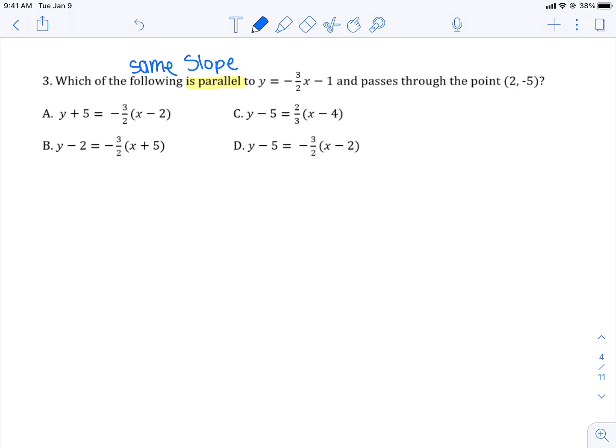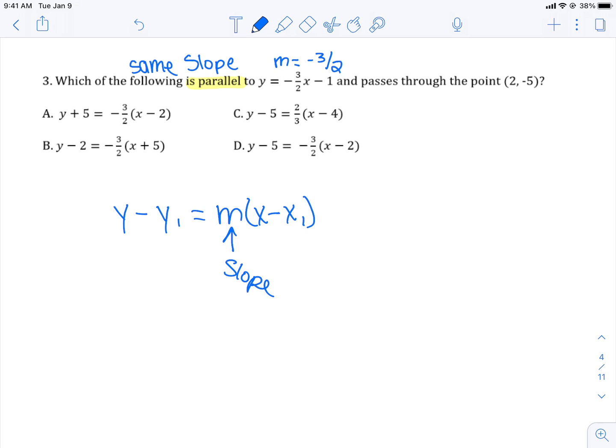Okay, so let's look at our answer choices. We're looking for our slope in this equation, which is -3/2, so we want it to be exactly the same. These all look to be in point slope form, which is y minus y sub 1 equals m times x minus x sub 1. So we're looking for the number in front of the parentheses for our slope.